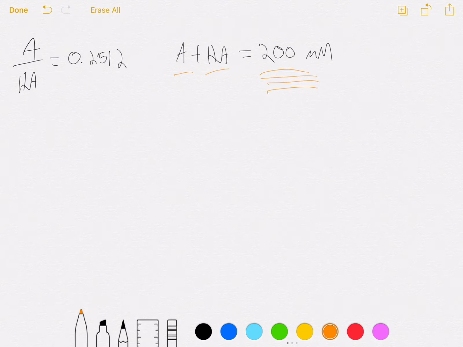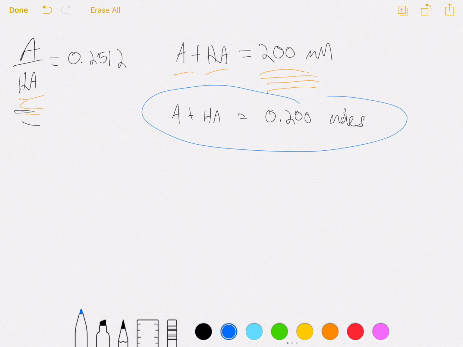All right, now because we're doing this at 1 liter and because we're expressing our A to HA ratio in moles, I think it makes the math much easier if instead of working in concentrations, we work in the number of moles. So I would advocate to rewrite this: A plus HA is 0.200 moles. And we can do that because the volume is the same for both A and HA in this ratio. So now we have 2 equations and 2 unknowns, and we can solve them for each other.